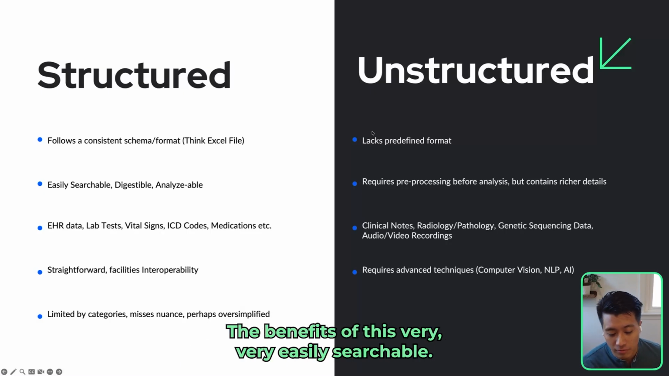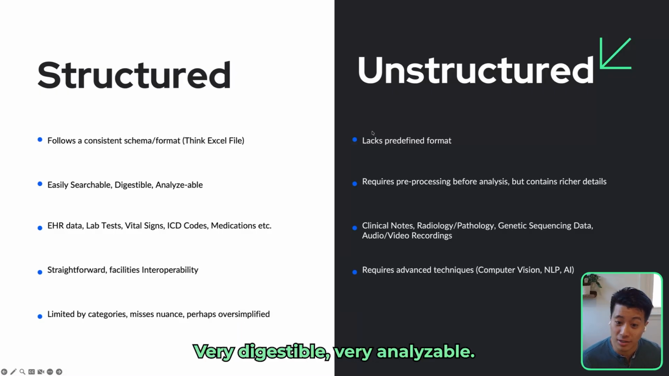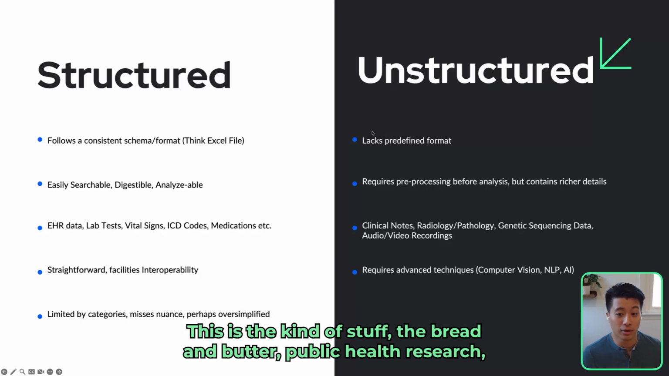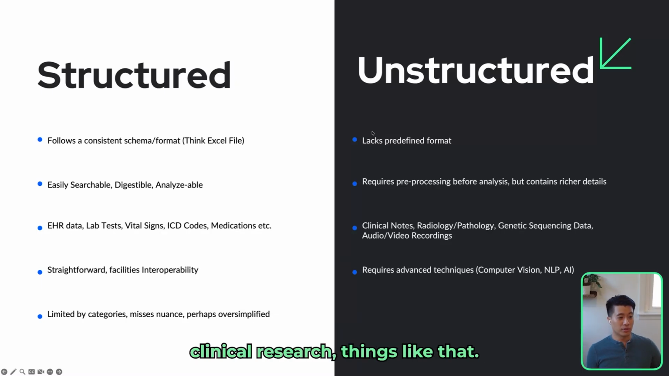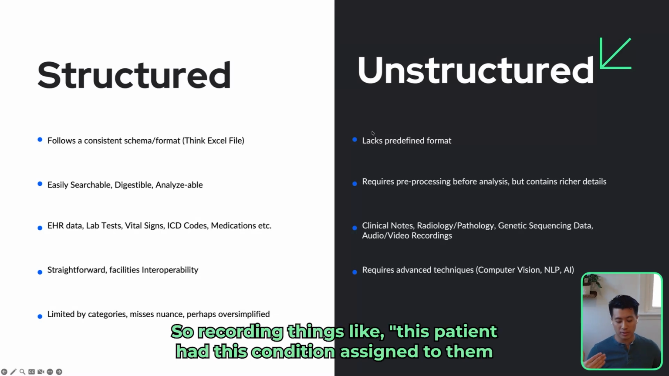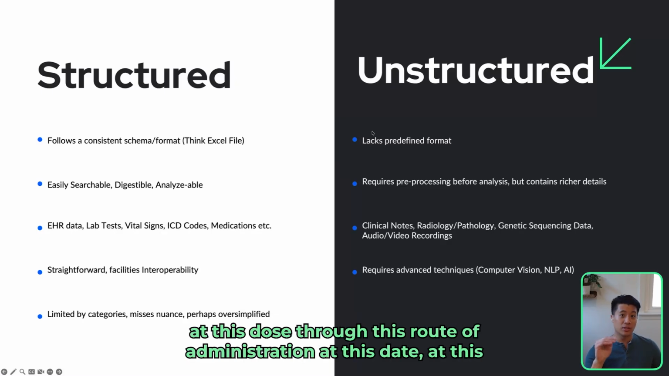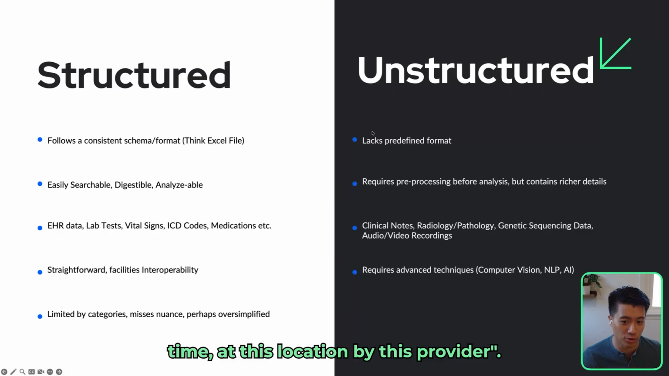The benefit of this is that it's very easily searchable. You can query it using databases, things like that. It's very digestible, very analyzable. This is the bread and butter of public health research, clinical research, things like that. You'll find this with EHR data, recording things like this patient had this condition assigned to them on this date at this time. This patient was given this medication at this dose through this route of administration at this date at this time at this location by this provider.